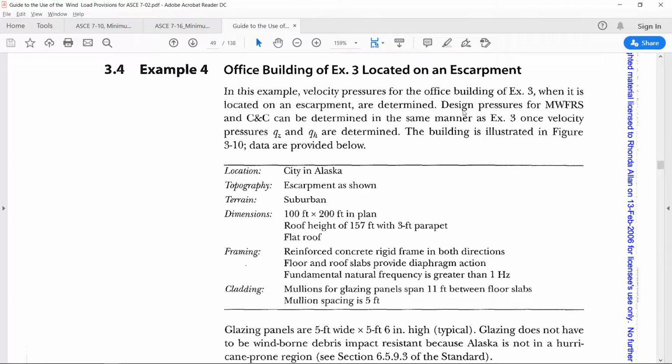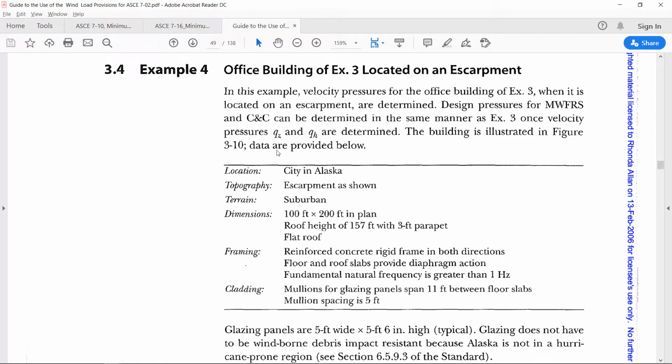escarpment as determined. Design pressure for the main wind force resisting system and component and cladding can be determined in the same manner as example 3, for which you can see my last two detailed videos. Once velocity pressure Qz and Qh are determined. So basically, in this example, the idea is to calculate the Qz and Qh values. Rest of the procedure is the same. You can define the wind pressure for main wind force resisting system and component cladding as it is defined in my previous videos.